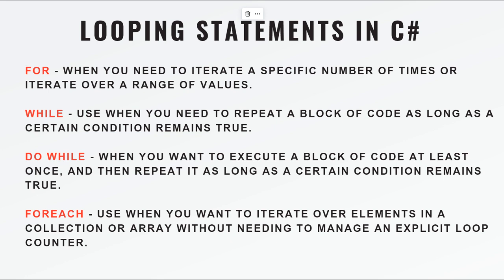The while loop is useful when we want to execute a block of code as long as a certain condition remains true. It checks the condition before each iteration. The do-while loop is similar to the while loop, but it guarantees the execution of the code block at least once since the condition is evaluated after the first iteration.